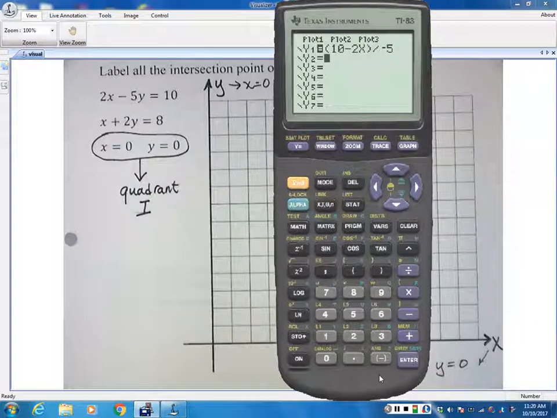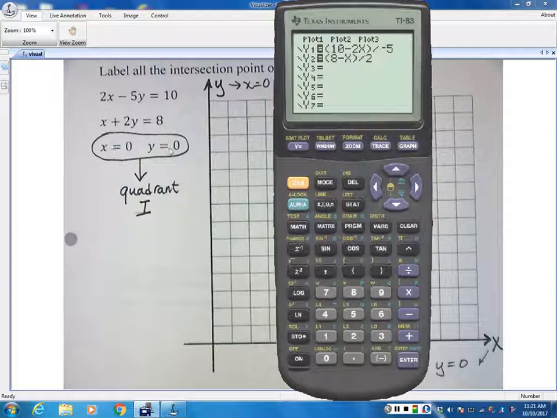And while I'm sitting here, since I don't want to have to come back and do it again later, I'm also going to put in the other equation. So that's going to be parentheses 8 subtract x, close the parentheses, and then I'm going to divide that by positive 2, because that's the number in front of y.